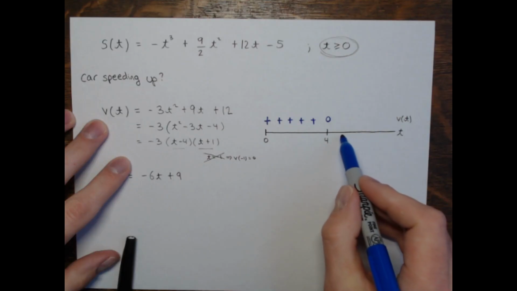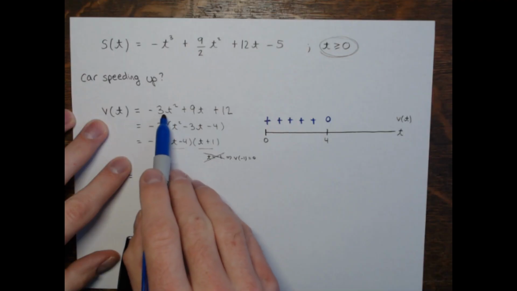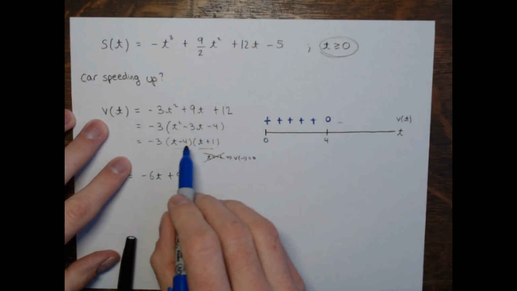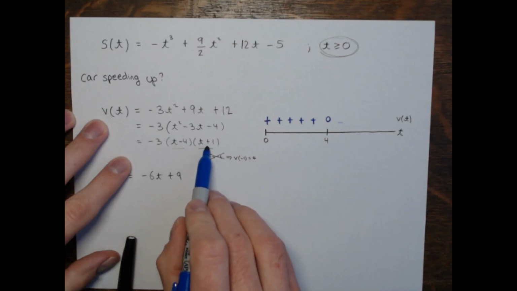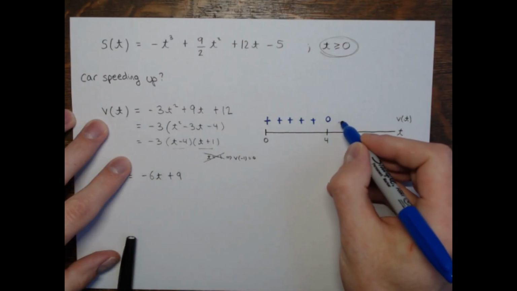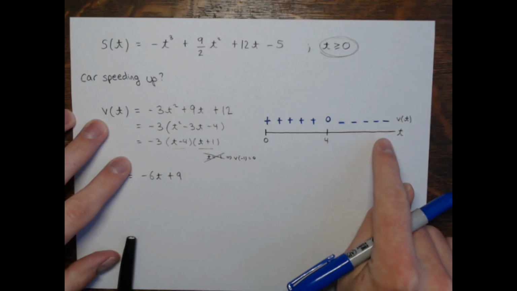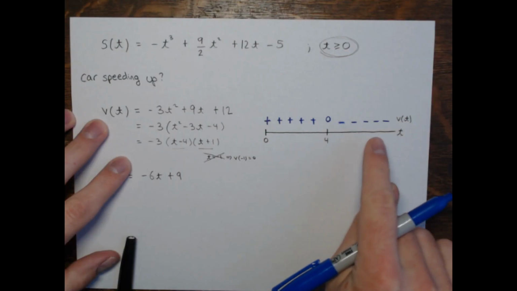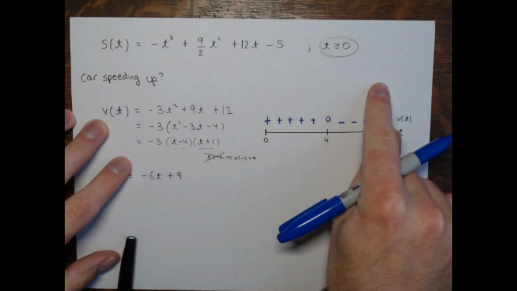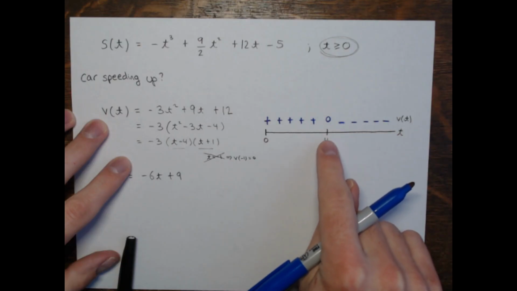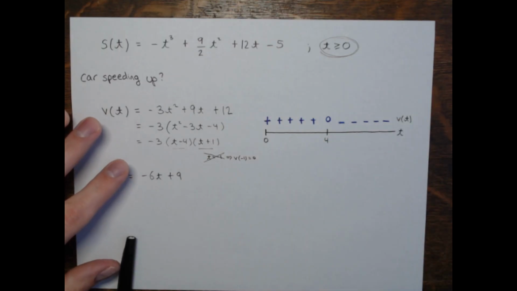And after 4 seconds, plug in 5, 6, 7, plug in a million. This would clearly be negative, right? This first term would be hugely negative. Or you can use the factored version here. Plug in 5, you'd have 1 times 6 times -3, which would be negative. So you have negative velocities after 4 seconds forever. So for the first 4 seconds, the car is moving to the right on this highway, and then stops, then backs up and is moving left for the rest of time.